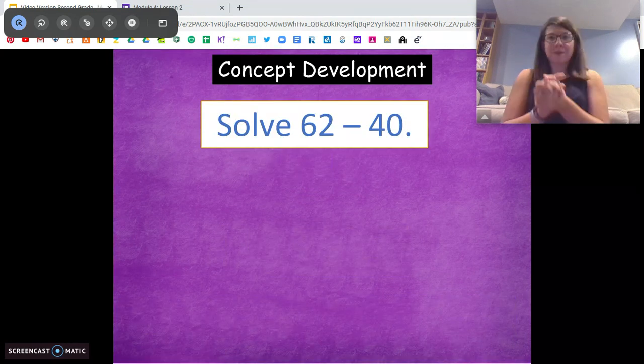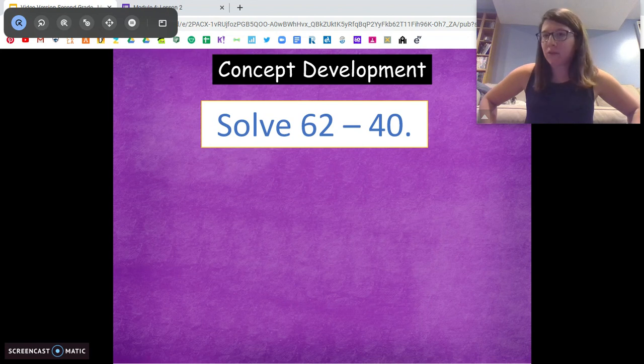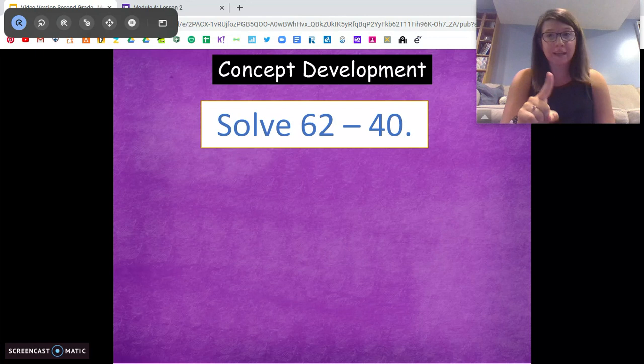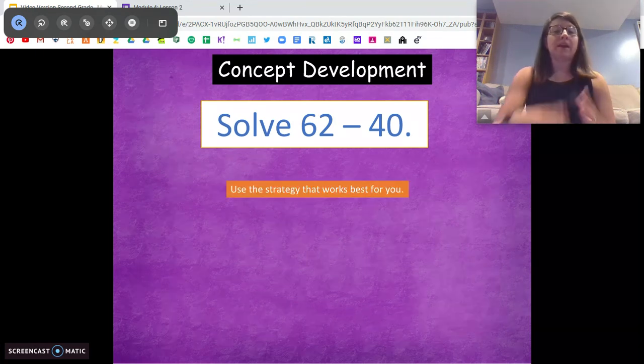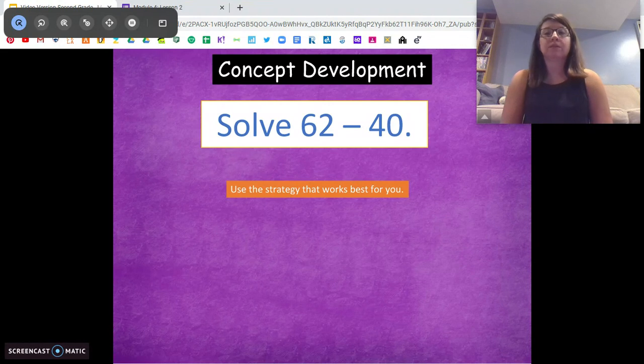All right, this one I want you to try on your own. Use the arrow way or use the number bond way. Whatever makes more sense to you, you are subtracting. Same idea, but you are subtracting. You're taking away. Go ahead and solve with the strategy that works best for you. Unpause when you're ready to go over it.